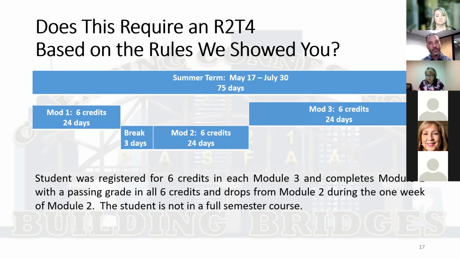The student was registered for 6 credits in each of the 3 mods. Mod 1 with a passing grade in all 6 credits, and dropped Mod 2 during the first week of Mod 2. The student is not in any full-time course. So in this situation, would they meet the exemption?